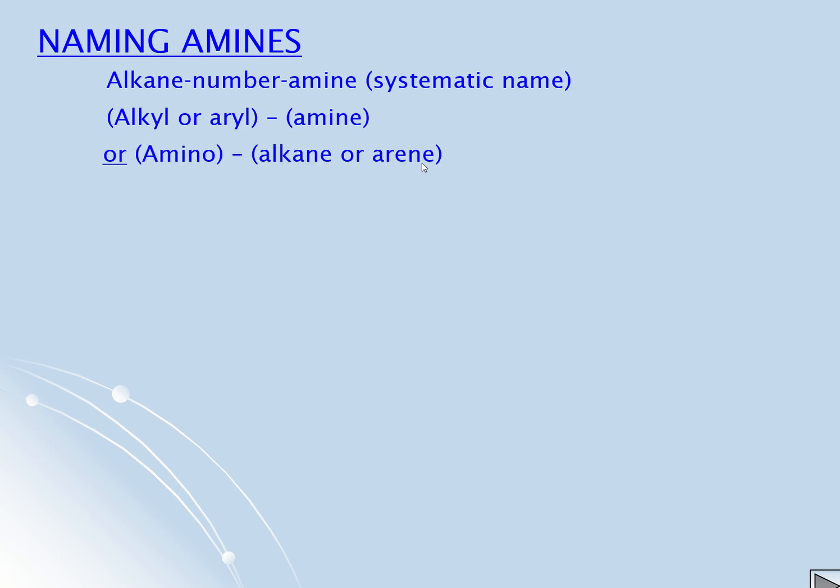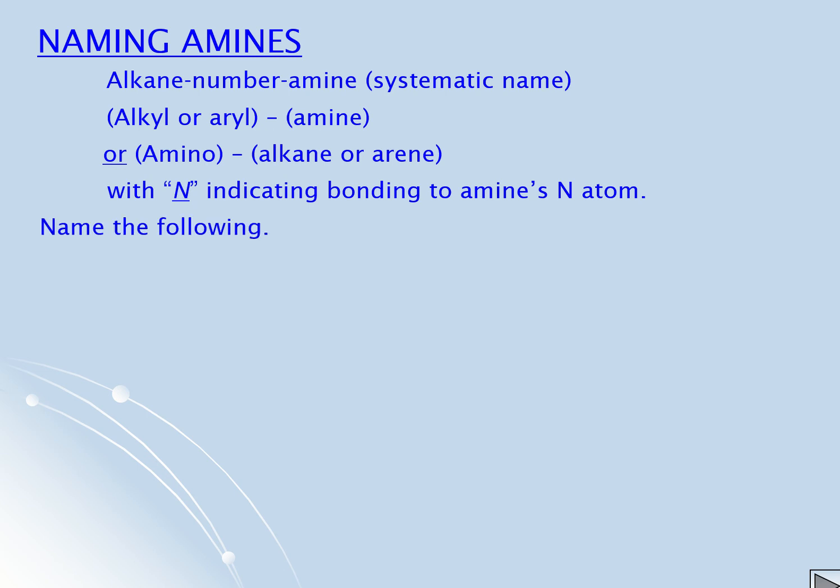Or alternatively, if they have a low priority group in it, you can name them by amino and then the name of the alkane, or the arene. Now you can also get an N in here, as part of the name. That indicates that there's bonding to the amine's nitrogen atom. Now we'll look at examples of these, and this will all become a bit clearer. So if we take a look at this, you might want to have a little practice here naming these in all 3 ways. We're going to do some naming exercises from the textbook anyway.